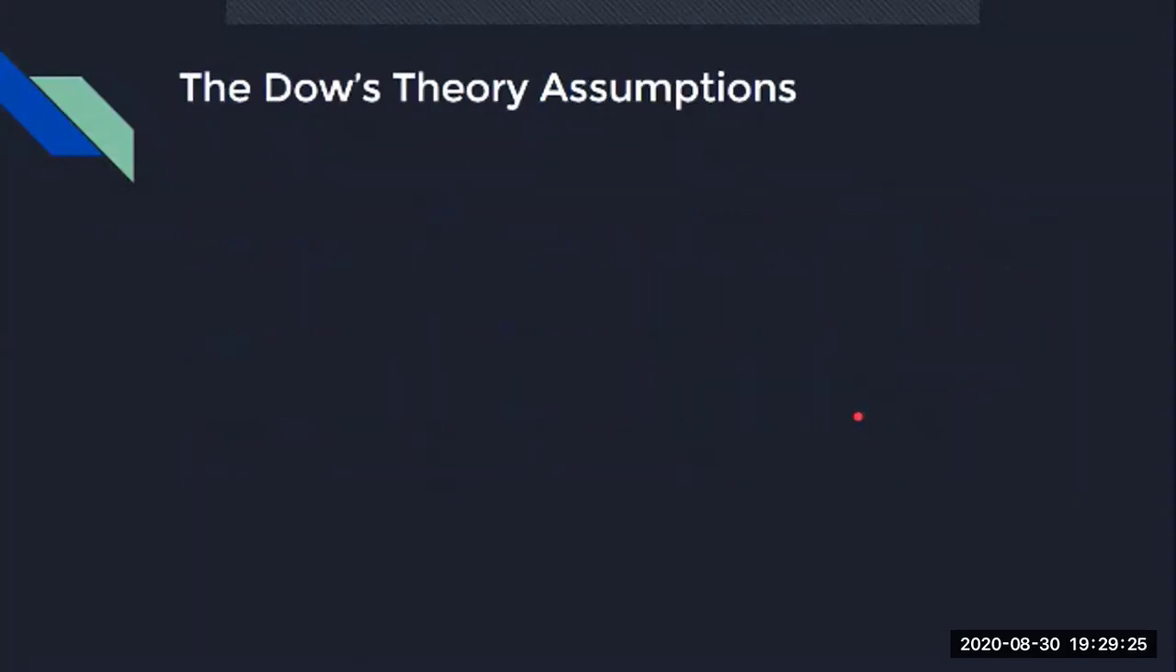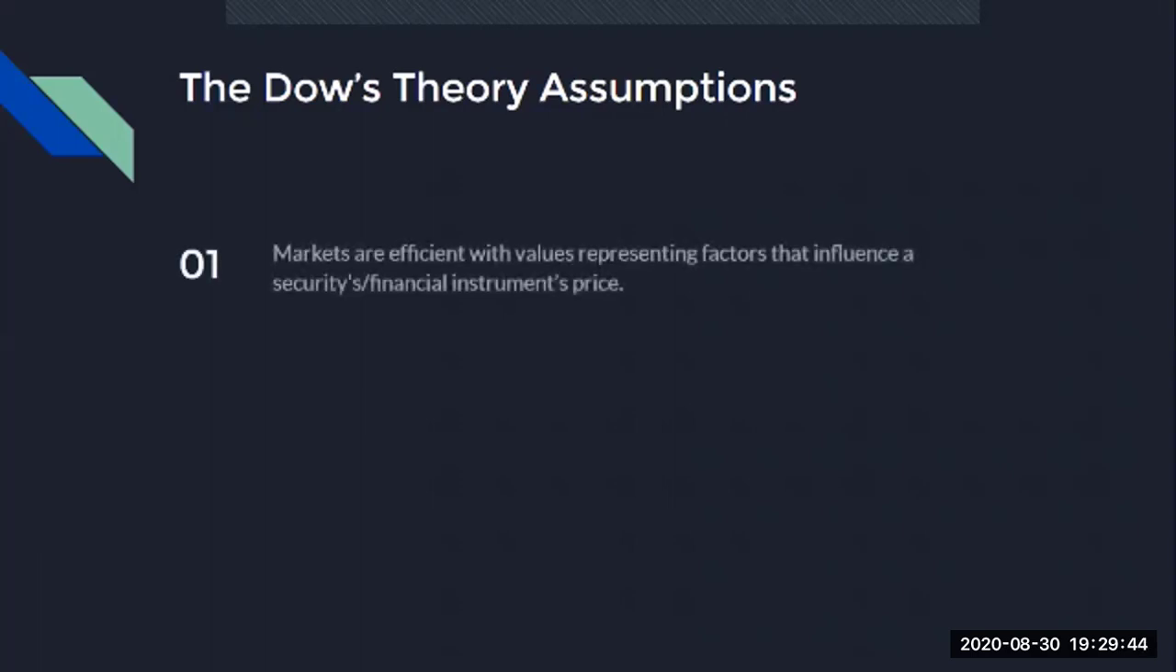So there are a few things that the Dow theory assumes. We'll go through those assumptions right now, and those assumptions are very critical to understanding why technical analysis works per se. The Dow theory assumes that markets are efficient, meaning that all the information that you need to know about the worth of something is already found in the price.